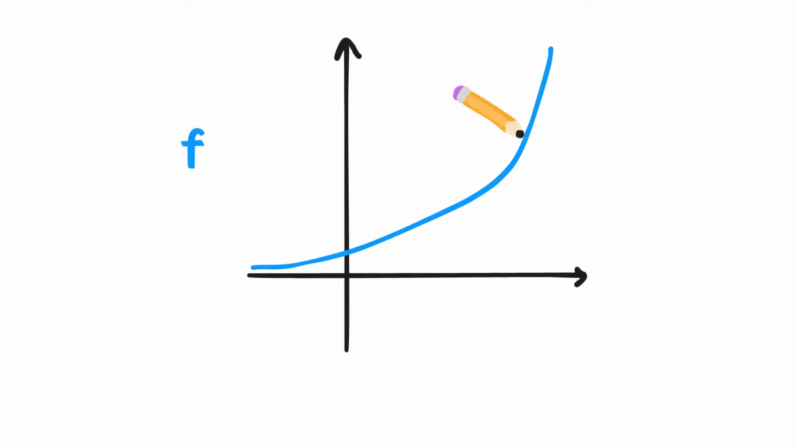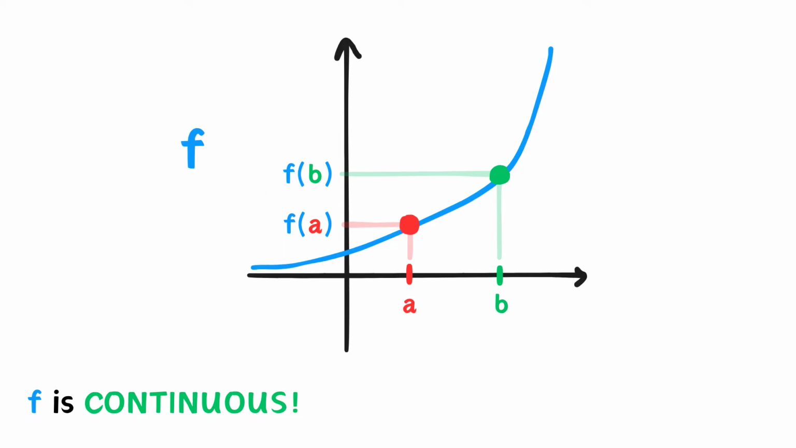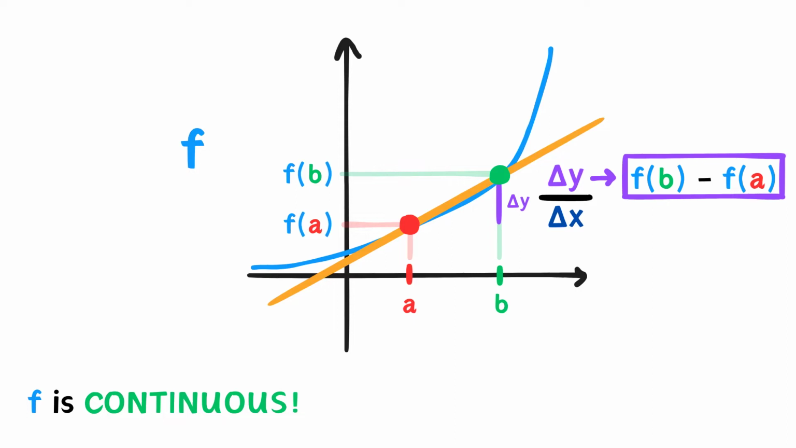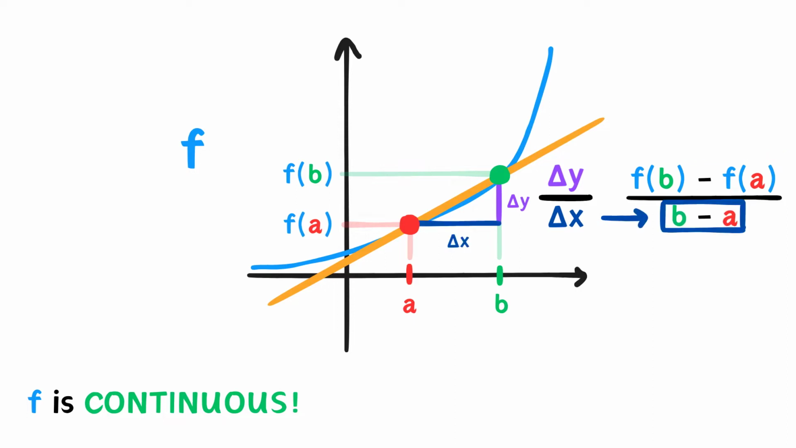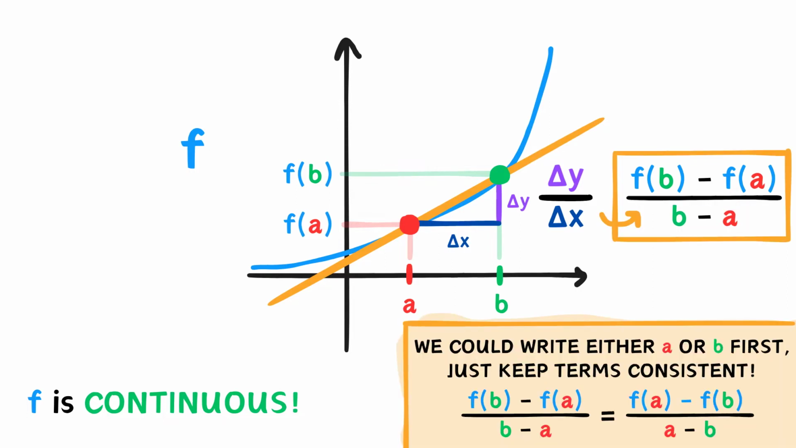Here, we have a continuous function f of x. If we had 2 points on this function, f of a and f of b, what would the average rate of change be over that interval? Well, because the function is continuous, no jumps, gaps, or breaks, we know that this would just be the rise over run, or the change in y over the change in x. So that would be f of b minus f of a over b minus a. This is the average rate of change.